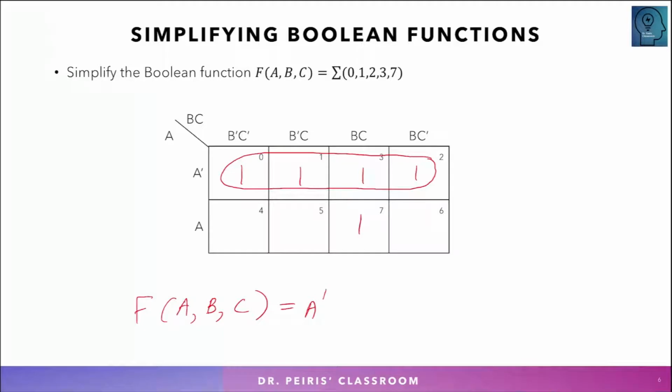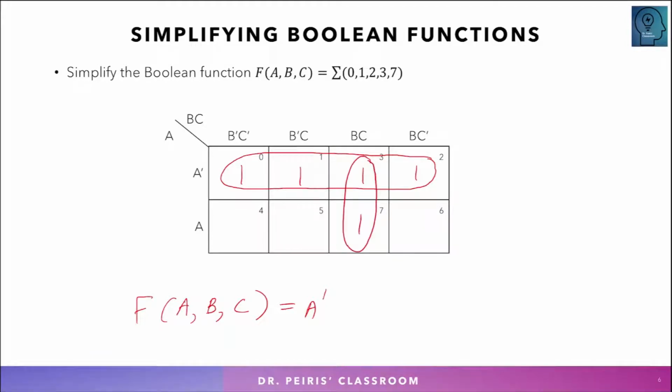So that's what happens when you group 4 ones. You're going to end up with only one letter, which means it basically minimizes the number of literals. And we have one more one left. So this one is left, so we need to make a group with that. To make a group for that one, you can combine these two. That's the only way it is possible to combine. So we combine these two.